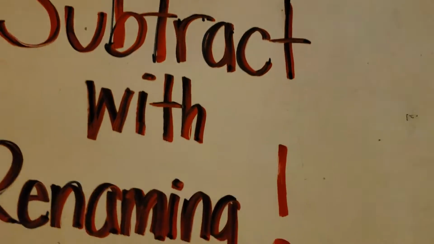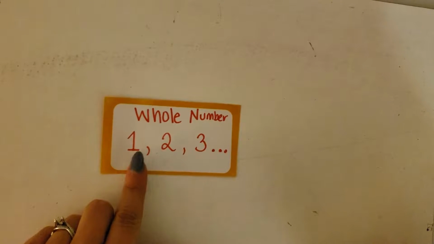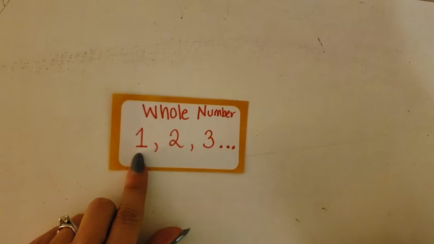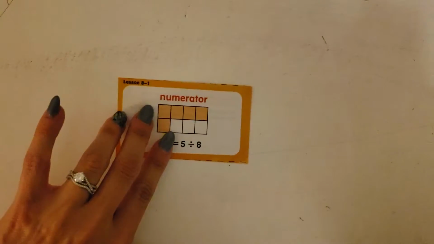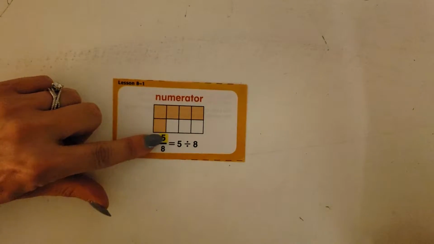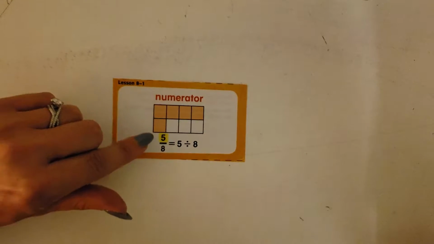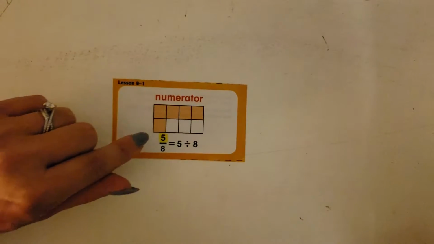So first we're going to start with our vocabulary. A whole number is a number without any parts, any decimals or fractions after it, such as 1 whole, 2 wholes, 3 wholes, and so on. Next we have our numerator, and our numerator is the number that it is out of total. So if you're talking about 5/8, for example, you're talking about 5 parts out of 8.